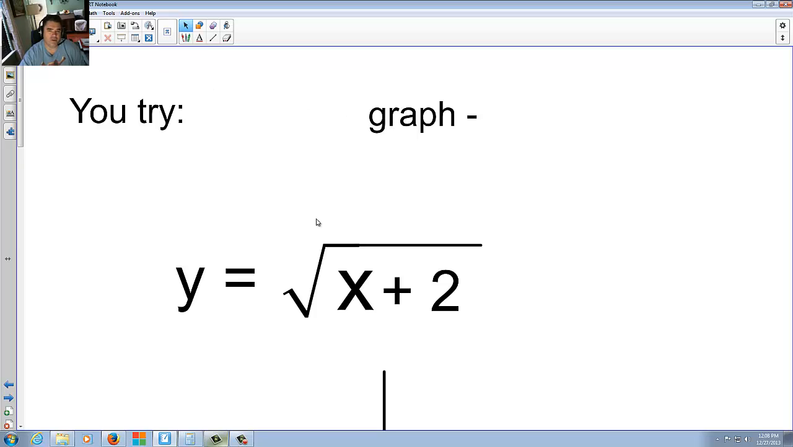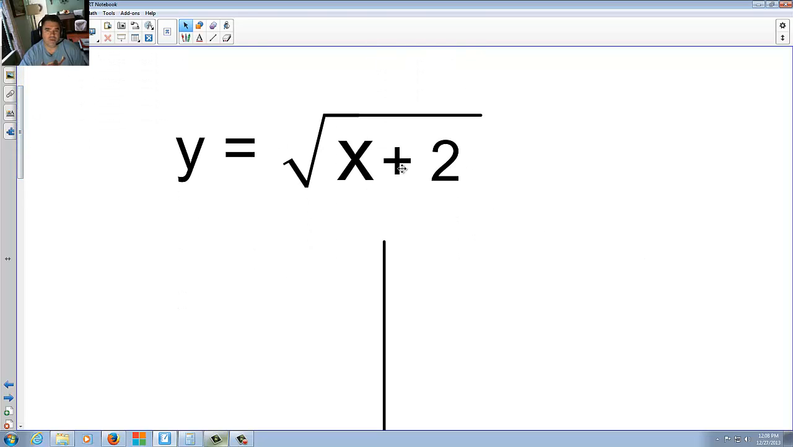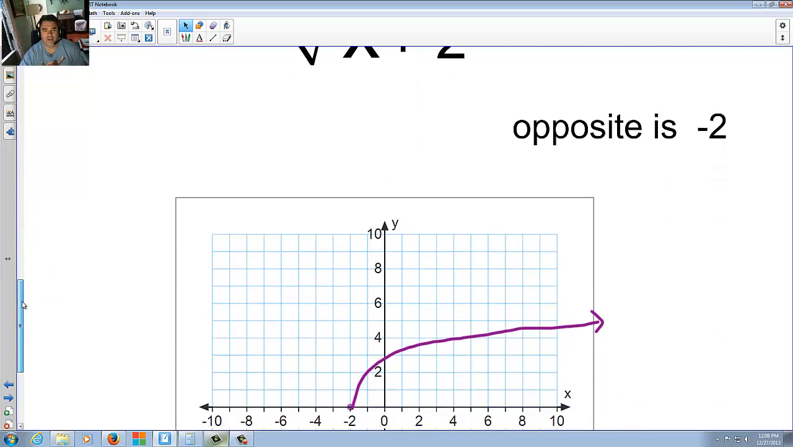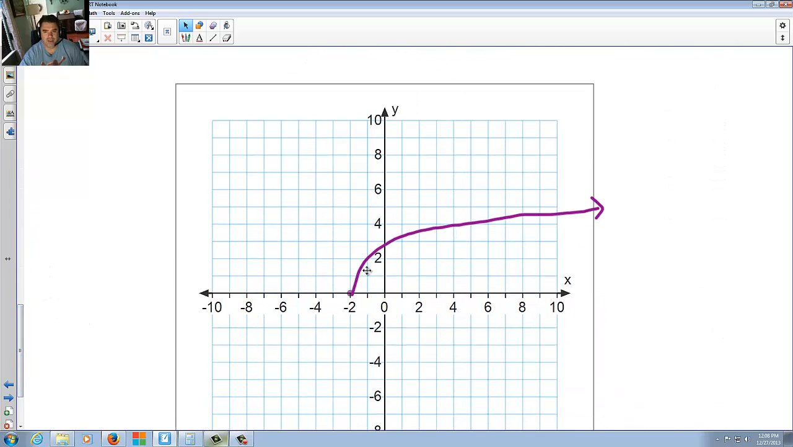You try. Go ahead and graph root of x plus 2. Go ahead. Let's see how you did. Remember to do the opposite. So plus 2, you're going to minus 2. So start at 0, 0, and go to the left 2. And then you make your normal increase for x squared.